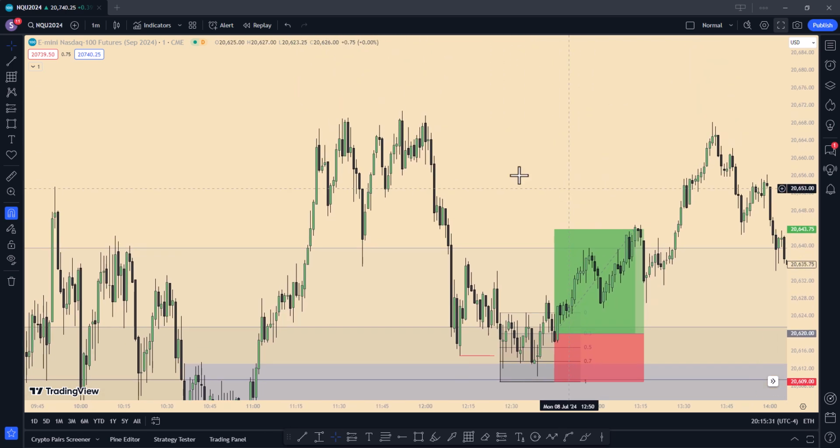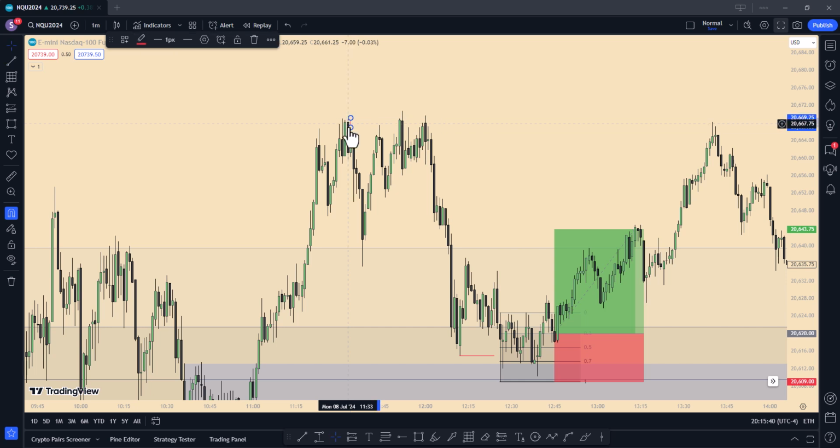A second setup happened here, but it was more of a pullback. So price swept this low right here, or this high, as you can see, right? Not here, this is body closure. We need only a wick, and it happened here.